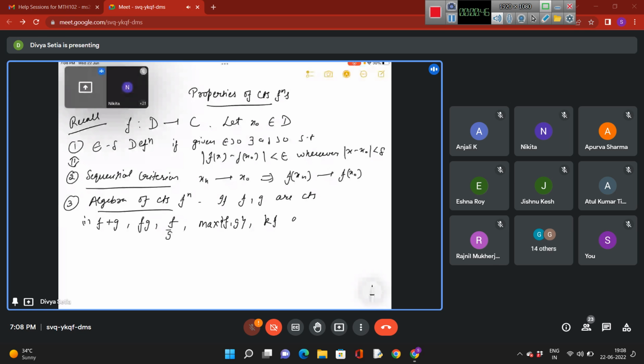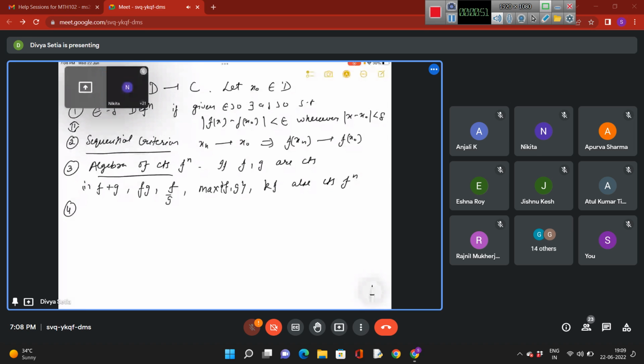After developing the algebra of continuous functions, most of the things have been solved. Most of the complicated functions, we can solve by the algebra of continuous functions. And then we did a result that if f and g are continuous, the composition of two continuous functions is also continuous. That means f is continuous at x naught and g is continuous at f of x naught. Then the composition makes sense and the composition is also a continuous function.